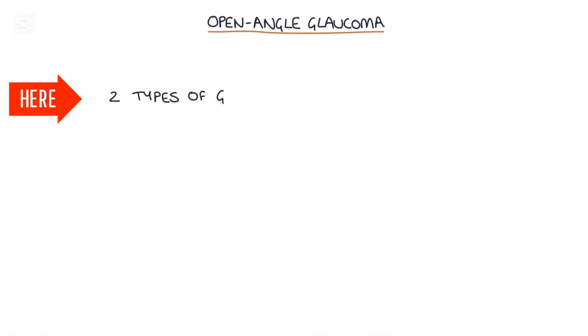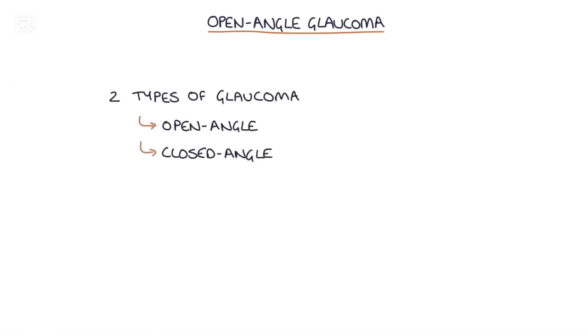There are two types of glaucoma, open angle and closed angle. And here we're going to be talking about open angle.